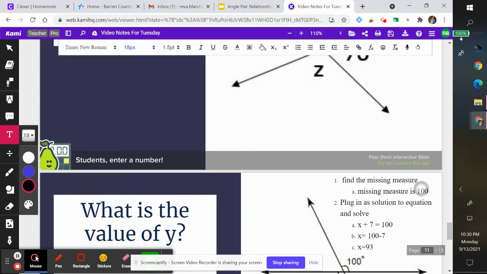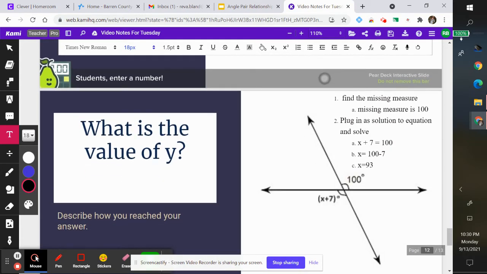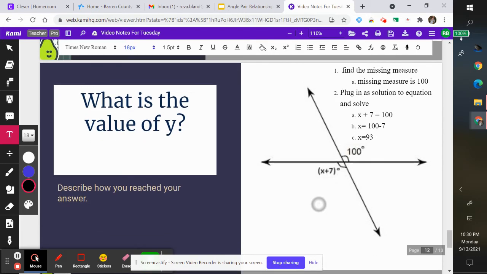When it comes to solving the equations, we're still going to follow the same steps that we've been doing. So when we're asking for the value of y, and I apologize, I really just mean the value of x. I forgot to change out my variable here. If you need me to erase it, I can. But the first step is to find the missing measure. If this equals 100, that means that this angle equals 100 also, which means x plus 7 equals 100.